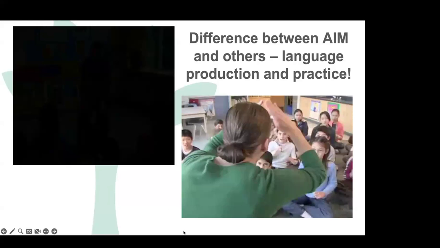So this is the same teacher interacting in an AIM way.